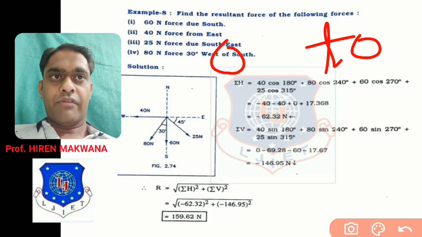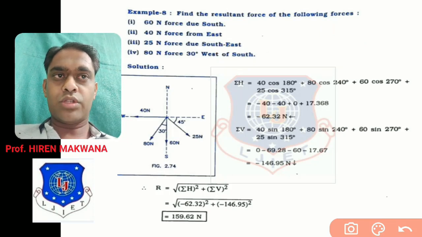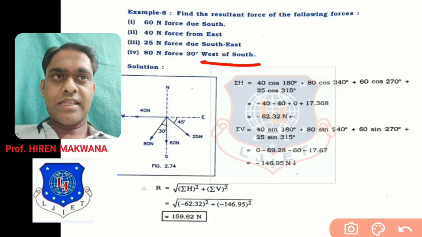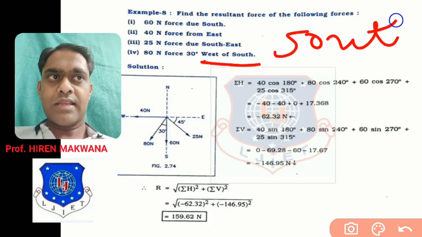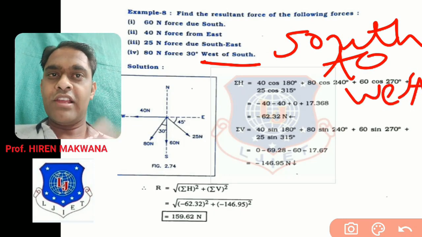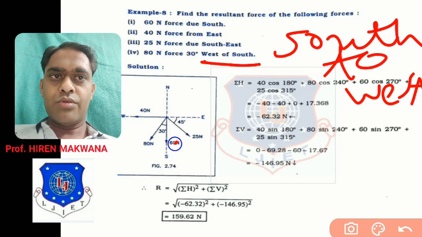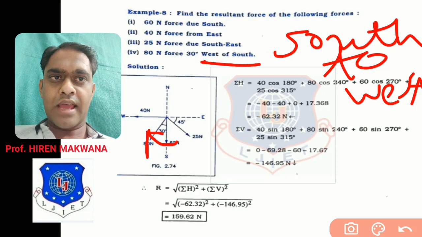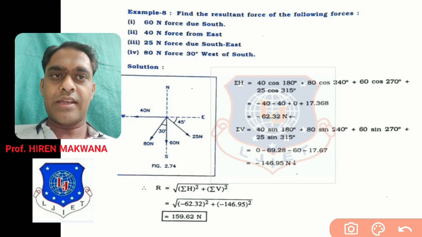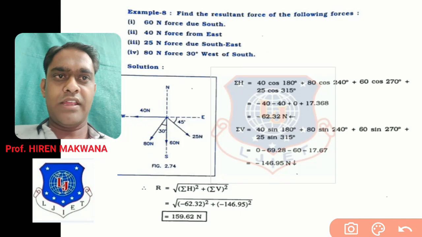Now west of south means you can say south to west. It is a similar word to south to west. It is the game of English grammar actually. West of south means south to west. So from south to west, in this direction you have to draw 30 degree. So 30 degree over here, not over here. 30 degree must be actually here.